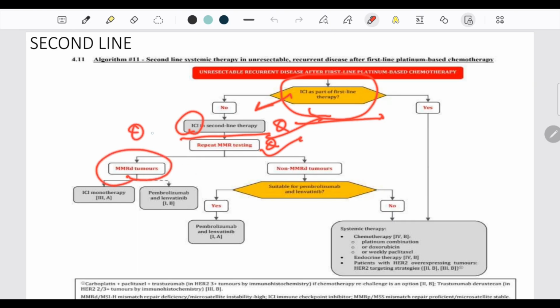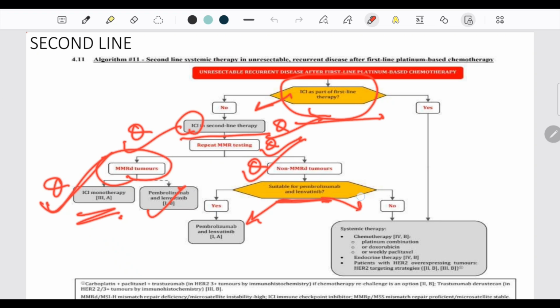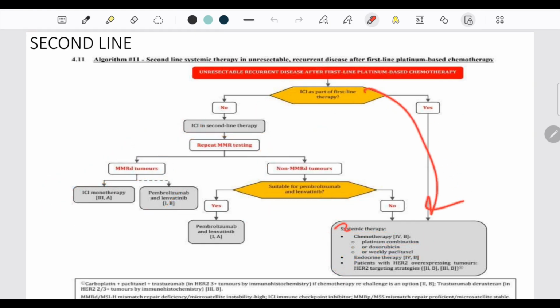If it is an MMRD tumor, then immune checkpoint monotherapy is sufficient, and you can consider pembrolizumab plus lenvatinib. If non-MMRD tumor, then you have to check whether it is suitable for pembrolizumab and lenvatinib. If suitable, then give that. If not suitable, then systemic therapy like chemotherapy, platinum combination or doxorubicin or weekly paclitaxel, or endocrine therapy, or in a patient with HER2 overexpressing tumor, a targeting strategy like trastuzumab should be given. If immune checkpoint inhibitor was part of the first line therapy, then directly give systemic therapy.